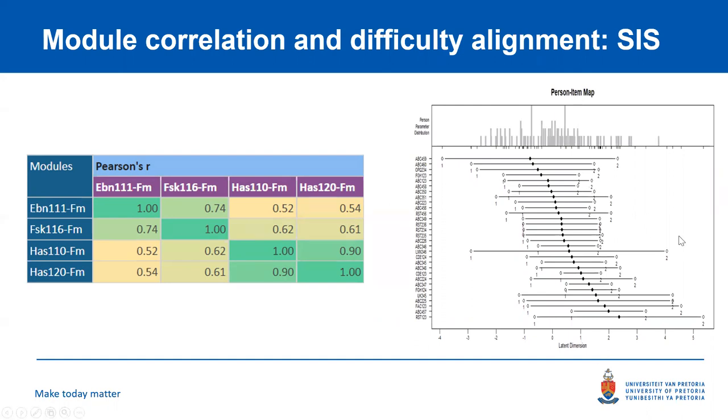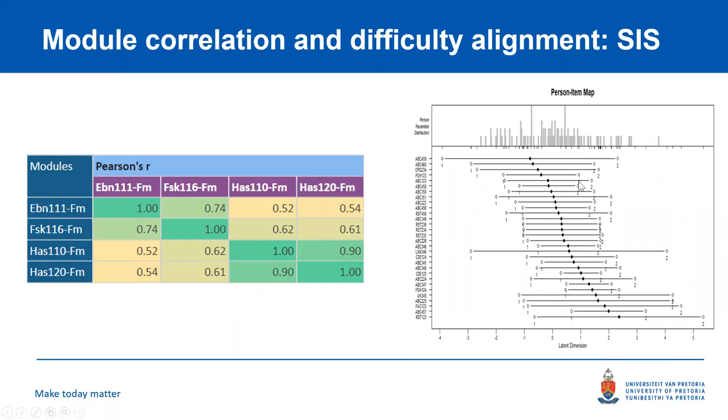The person item map, this is called item response theory. It's a type of measurement, Rasch analysis, where we've placed the modules of a program into an analysis. And what you have here is the module codes. These are dummy modules. They're all dummy module codes. At the bottom end, you have the latent dimension, which is basically the difficulty level, which is transformed. I don't want to go into the technical stuff too much.